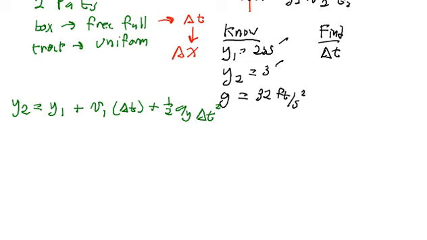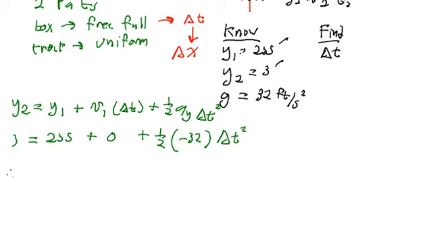And in our problem, we would have y2 is equal to 3 feet, y1 is 235 feet, there is no velocity in the y direction, plus 1/2 times acceleration in the y direction will be minus 32 feet per second squared times delta t squared. So we can do just a little bit of algebra.